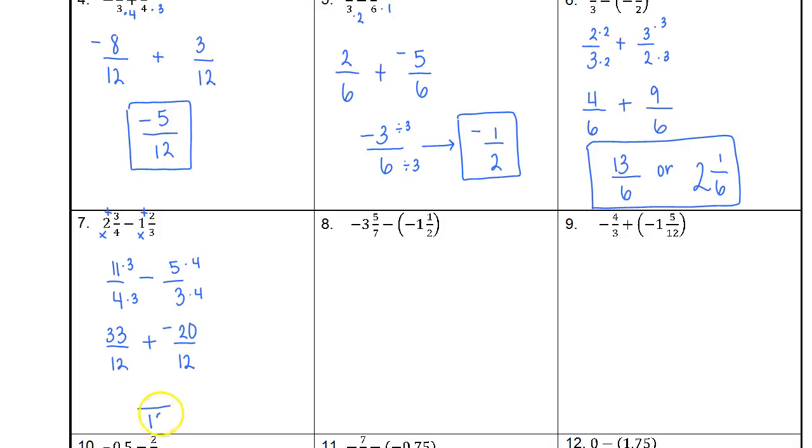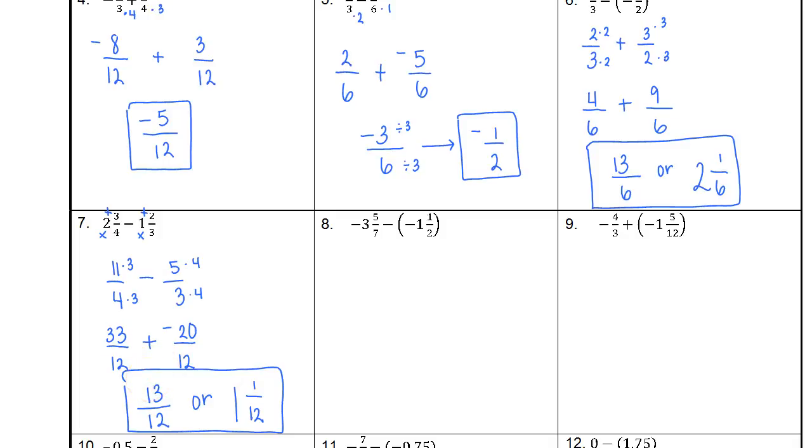My denominator will be 12. And if I think about the chip model, I've got 33 positives, 20 negatives. So 20 zero pairs and 13 positives remaining. That is, of course, an improper fraction, and 12 goes into 13 one time with 1/12 remaining. So 13 over 12, or 1 and 1/12.